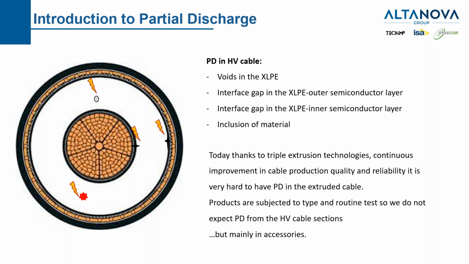But thanks to today's innovation with triple extrusion and continuous improvement of the quality in cable manufacturer production, we do not expect to have this kind of problem along the cable. Also, each cable drum, about 400 meters of cable, is tested in the factory with a very high voltage to check that it is PD free. So we are expecting to find mainly PD in another crucial part of the circuit: the accessories. When we talk about cable accessories, we mean cable terminations and cable joints.